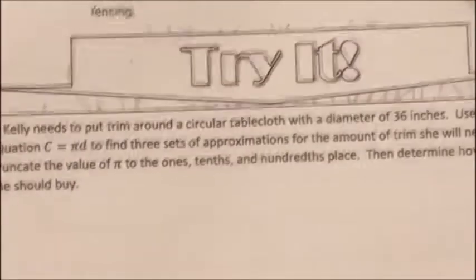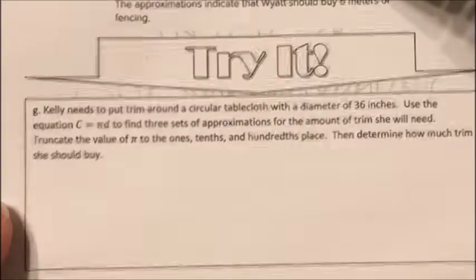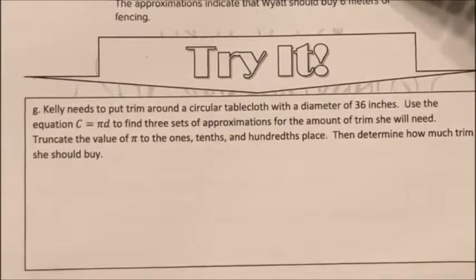All right, so let's try it. Go ahead and read the try problem by yourself. Pause the video. When you come back, we will go over the answer together. So letter G states Kelly needs to put trim around a circular tablecloth with a diameter of 36 inches. Use the equation C equals pi times D to find 3 sets of approximations for the amount of trim she will need. Truncate the value of pi to the ones, tenths, and hundredths place, then determine how much trim she should buy.